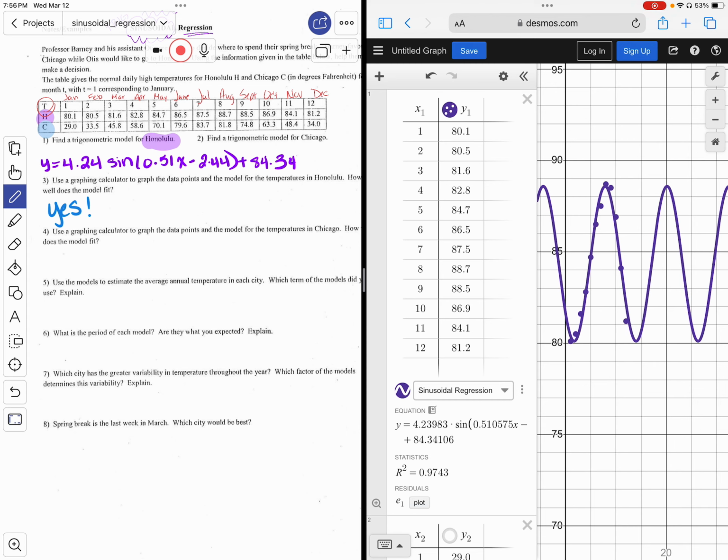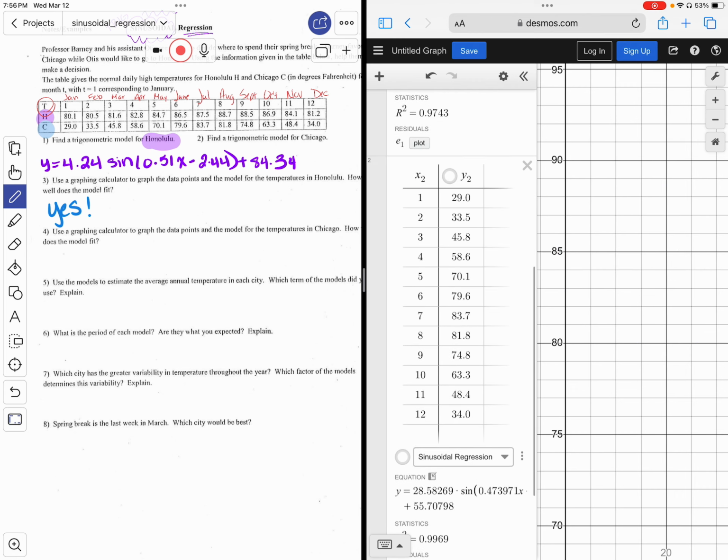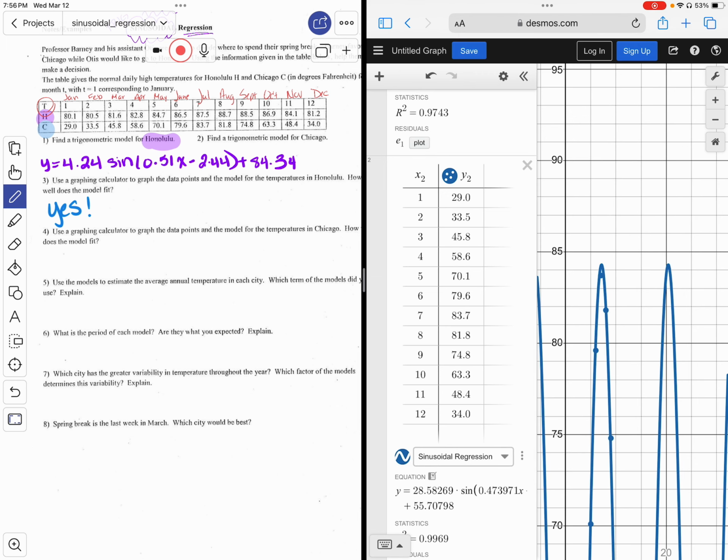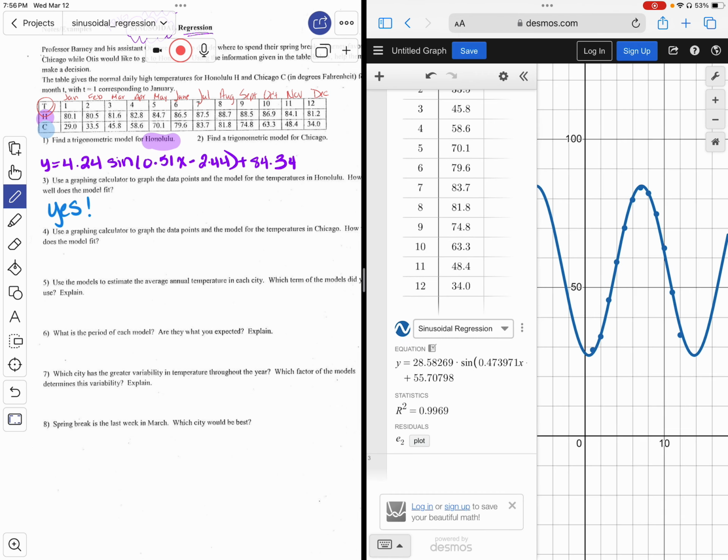Using the graphing calculator to graph the data points and model for Chicago, how well does the model fit? So I'm going to switch from Honolulu, and we're going to take a look at just Chicago. Okay, so here's my model. Again, my R squared value is like 99.7, which means, again, it's not a percentage. Mathematically speaking, it's not a percentage. But if you think about it like a percentage, that kind of gives you a measurement of how close that data fits. And it's about 99% accurate.